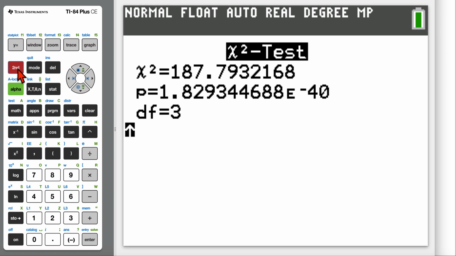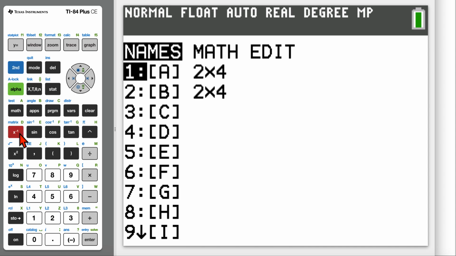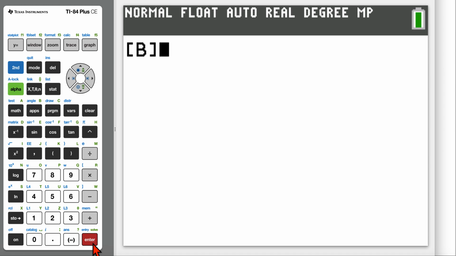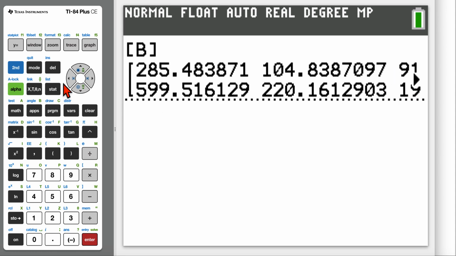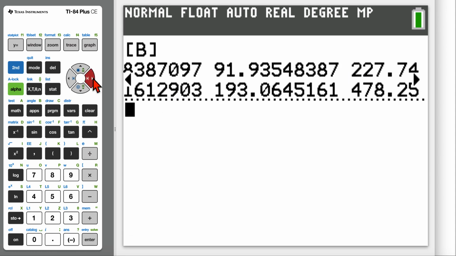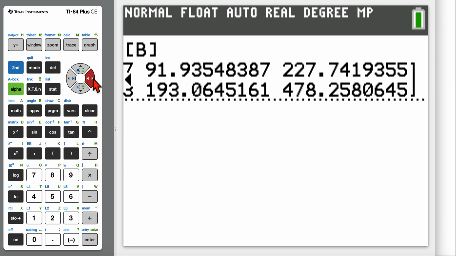So we're going to go back to second, matrix, arrow down to B. And if you hit enter twice, you see here your expected values. So this first column is for crew. We expected 285.48 crew members to survive, and we expected 599.52 to perish. And how do you see the rest of these numbers? You just arrow to the right, and you can see all of your expected values.